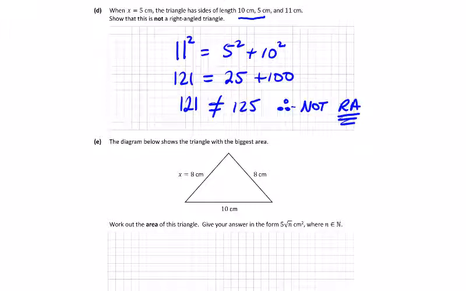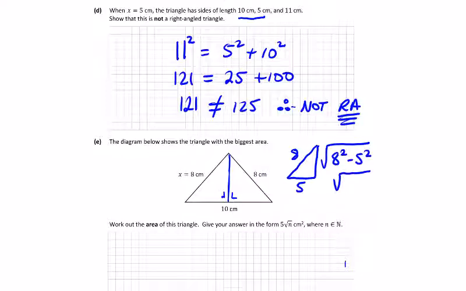And the diagram below shows the triangle with the biggest area, where it's 10, 8, and 8. Work out the area of this triangle. If we drop a perpendicular here, we have two even triangles based on the eights. So I'll take one of them here, and we have an 8 and a 5. What would make this side here would be the square root of 8 squared minus 5 squared. The square root of 64 minus 25 is the square root of 39.